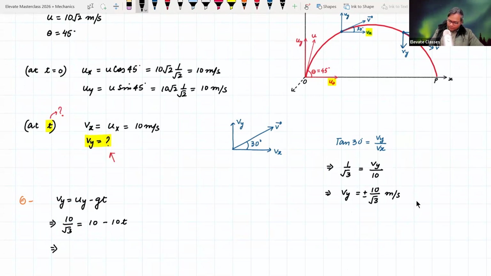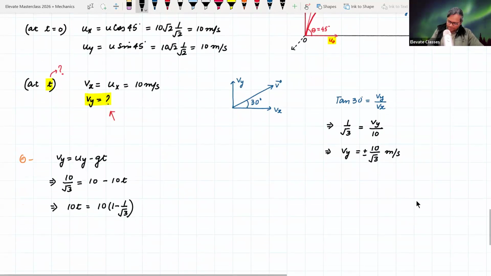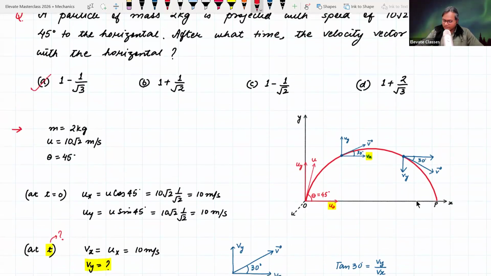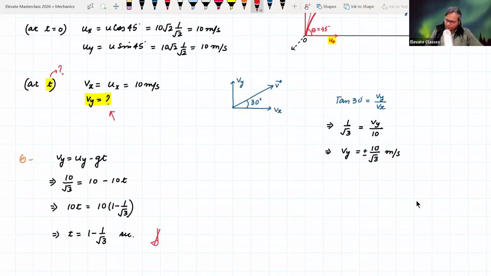So what will this become? 10t is equal to 10 minus 10 by root 3. So 1 minus 1 upon root 3. So therefore, time is equal to 1 minus 1 upon root 3 seconds. That's it. Option number A is the correct answer. Answer is option number A.